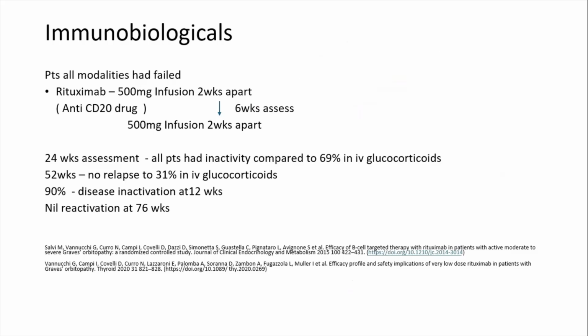It is given as a 500 milligram infusion 2 weeks apart. After 6 weeks, you assess. If there is not much response and the patient is still symptomatic, then go for a second pulse, that is, a 500 milligram infusion 2 weeks apart. All these studies have given a better outcome with rituximab. One study shows that in 90% of them there was disease inactivation at 12 weeks, and there was nil reactivation after 76 weeks.